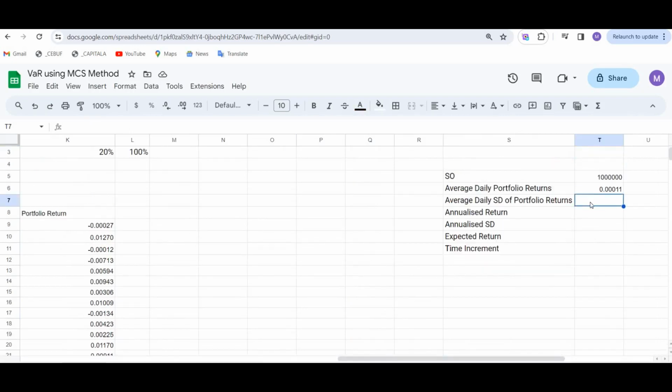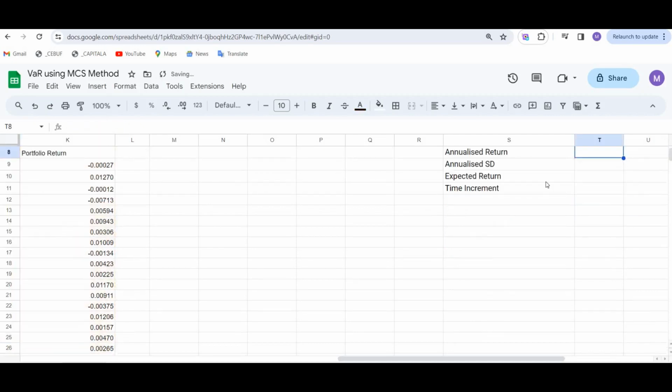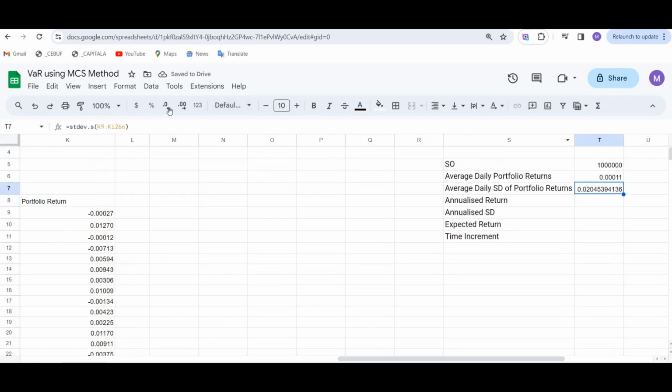Then you have average daily standard deviation of portfolio returns. The formula is STDEV.S. Again, the whole portfolio returns. Close the bracket. And keep it up to 5 decimal points.